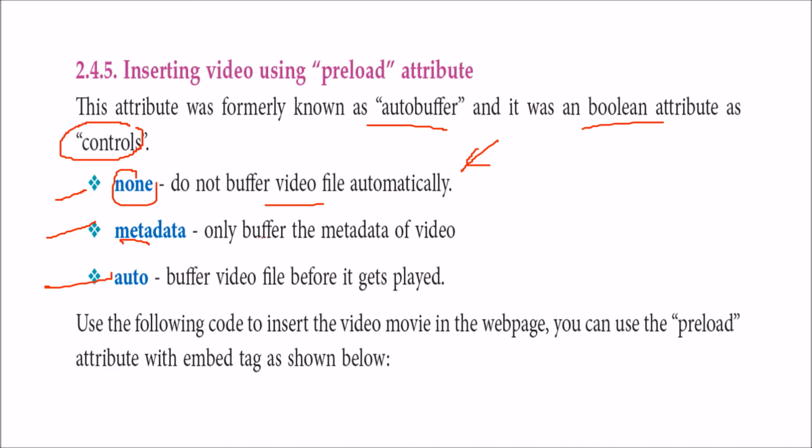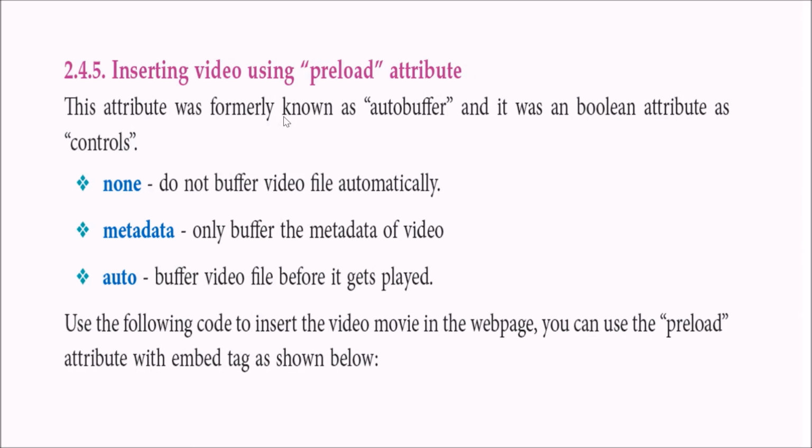Metadata means it only buffers the metadata of the video, only the metadata, not the actual content. Then auto means buffer the video file before it gets played. So before you even play, let's buffer it. You can use the code like this. I'm just going to show you. You can use the preload attribute with the embed tag.